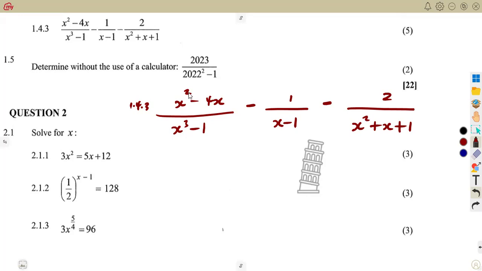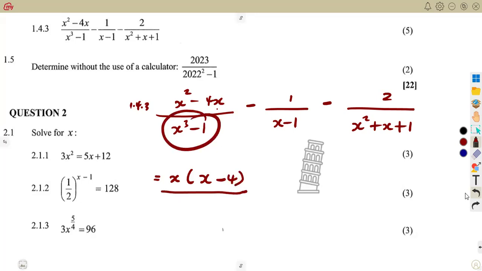Factorization. X squared minus 4x. They were just given 2 terms, a binomial. Just look for the highest common factor there, which is x. So you can divide x squared by x, that's x. Minus 4 divided by x, that's a minus 4. You're done. All right, there we've got x cubed minus 1.